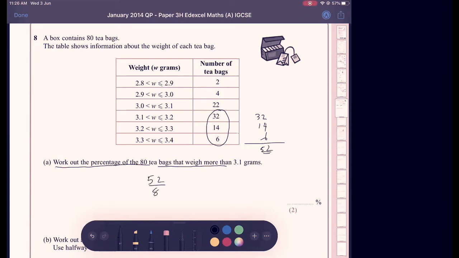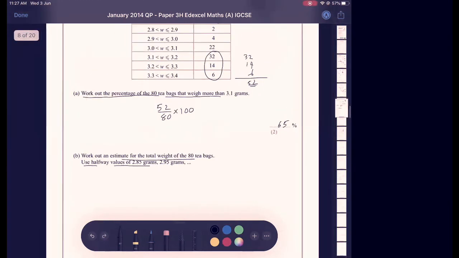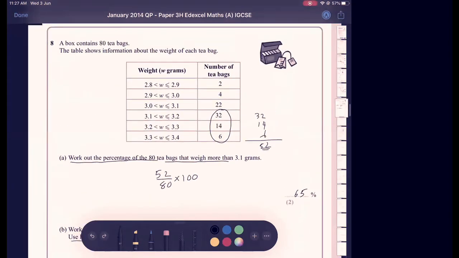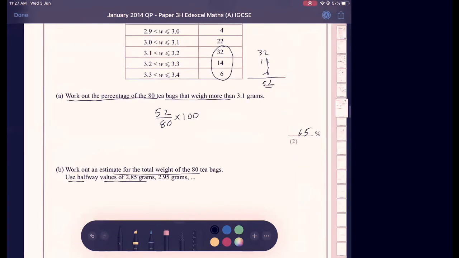Work out the estimate of the total weight of 80 tea bags. Okay. So this is 65 percent, correct? Yeah. Now work out the estimate for the total weight of 80 tea bags. Use half-way values. So it'll be 2.85 times 2 plus 2.95 times 4. We are taking the middle value between the class limits, right?